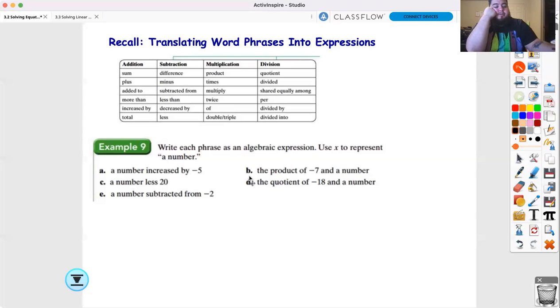Now the chart that's there, you do have it before. If you want to take a picture of it again, you can to have it on your phone or screenshot it to have a shot of it on your computer. So that's telling us that every operation in mathematics, addition, subtraction, multiplication, division, they have different key phrases or words that allows it to transition to that operation. And in example 9, it wants us to write each phrase as an algebraic expression, and they want us to use x to represent a number. I'll wait for the timer to finish before I get on it.